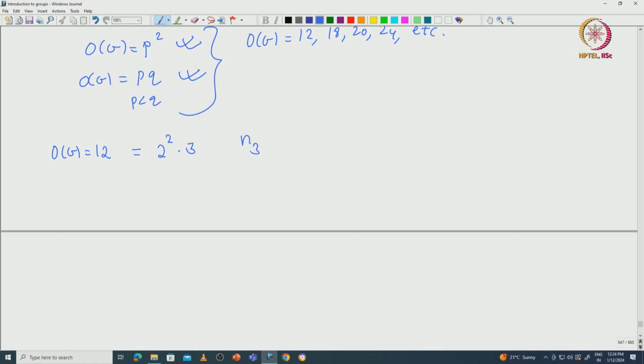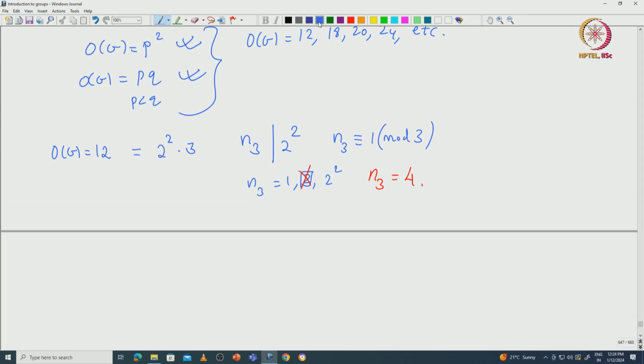Let us look at n3, the number of Sylow 3 subgroups. Then n3 should divide 2 squared, and n3 should be congruent to 1 modulo 3. Now the choices for n3 are 1, 2, 2 squared. Since n3 is congruent to 1 modulo 3, 2 cannot appear, so it is either 1 or 4. If we assume there is no normal Sylow 3 subgroup, that forces n3 to be 4.